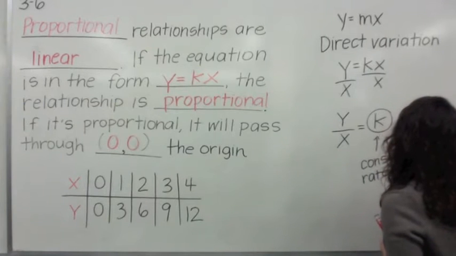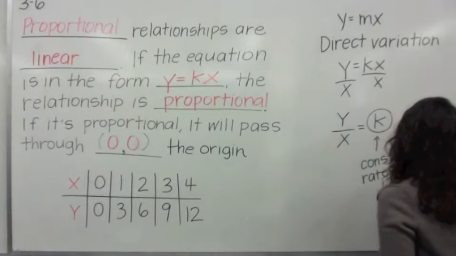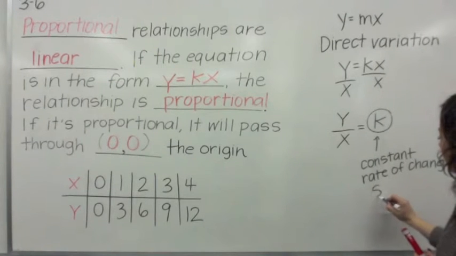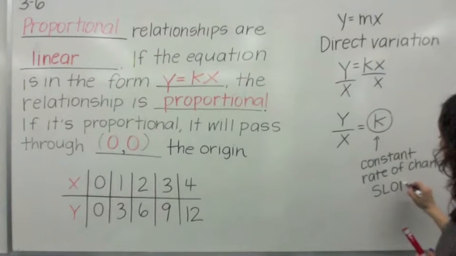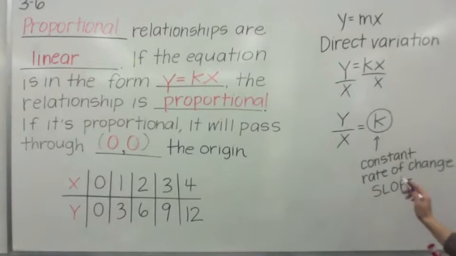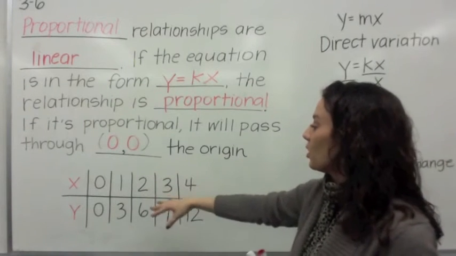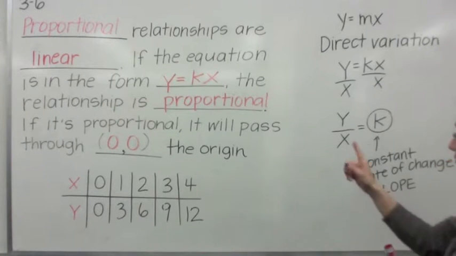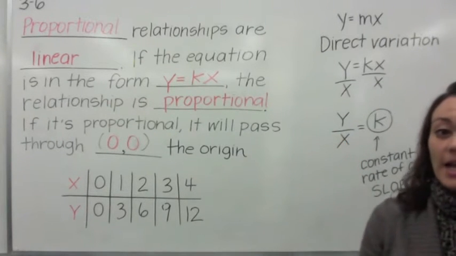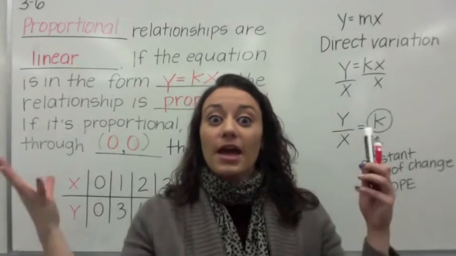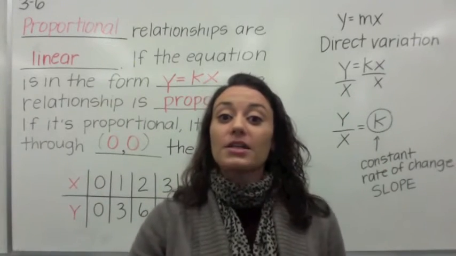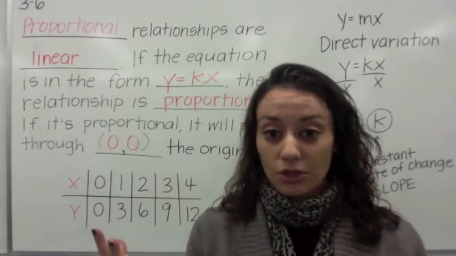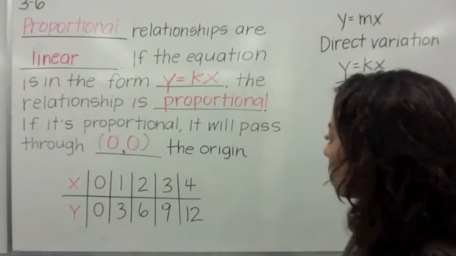Now we've heard about rate of change a lot. Rate of change is the same thing as the slope. So when we look at an XY table, we're going to take the ratio of y divided by x, and that's going to be the same as the slope. And if the line starts from the origin, from 0, 0, it means that it's proportional.